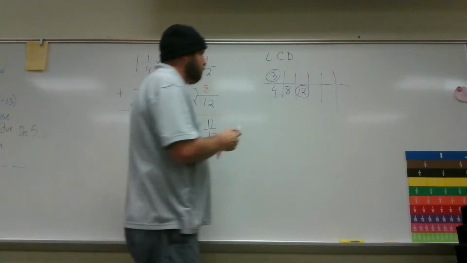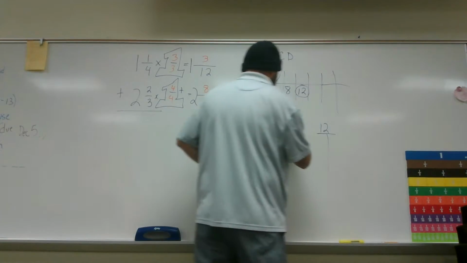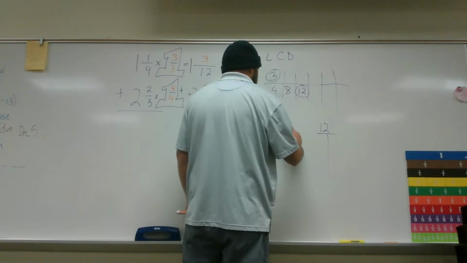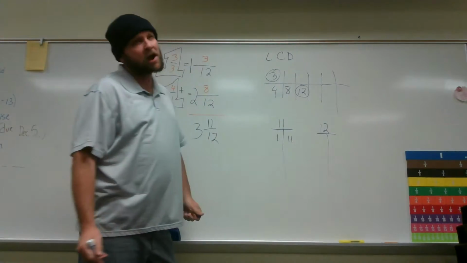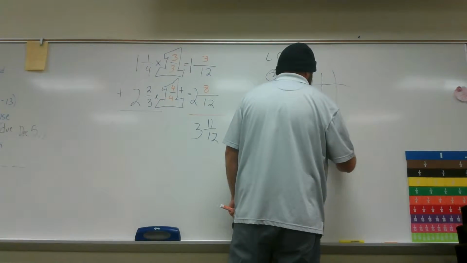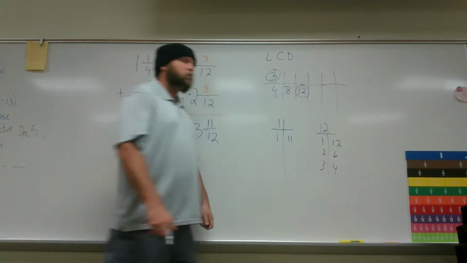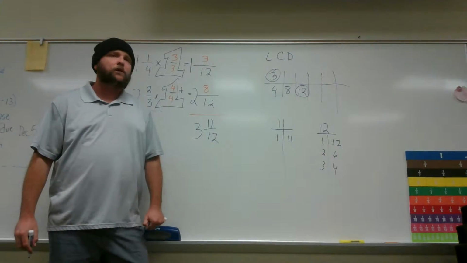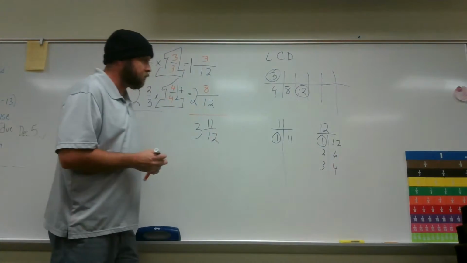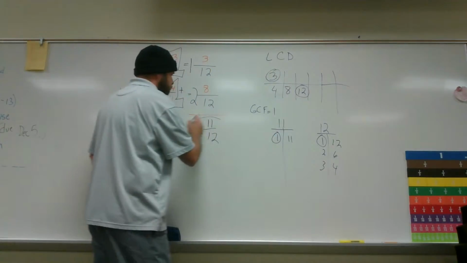So let's find the greatest common factor. We're going to list all the factors of 11 and all the factors of 12. Factors of 11 are just 1 and 11 because it's a prime number. Factors of 12 are 1, 12, 2, 6, 3, 4. So what is the greatest common factor for 11 and 12? 1. Look, 1 is the greatest common factor. That means it's already in lowest terms. So that's the answer.